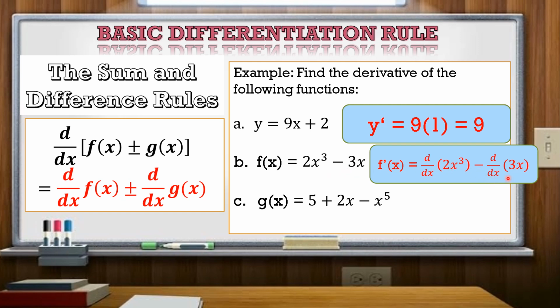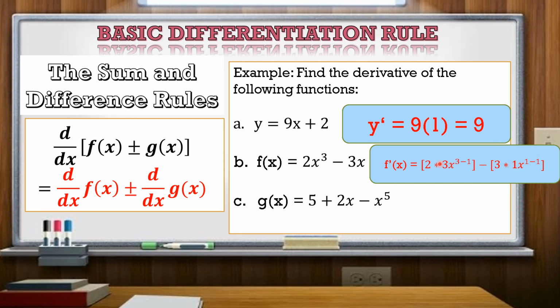Again, we will follow the previous rules. Okay? So ito, ibababa natin yung 3, multiply by 2. Once na ibinaba yung exponent, magiging subtract by 1. Okay? Binaba yung 3, kaya naging 2 times 3. Then, yung nangyari sa exponent, minus 1. And then, minus, ito copy yung minus. Then, derivative ng 3x. That is 3 times 1, kasi exponent ng x is 1. Binaba natin, then magbabawas tayo ng isa sa exponent. Okay? This is the derivative of 3x.